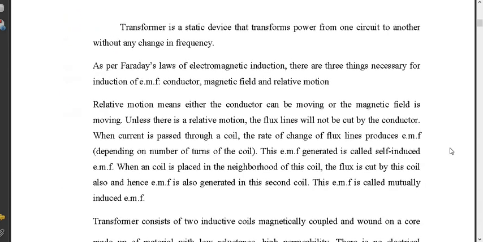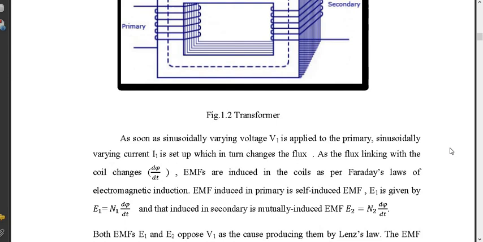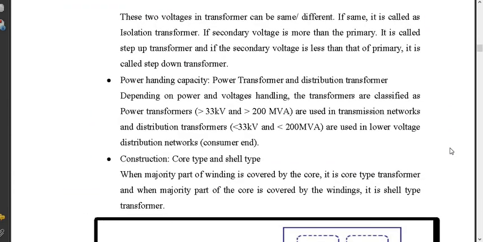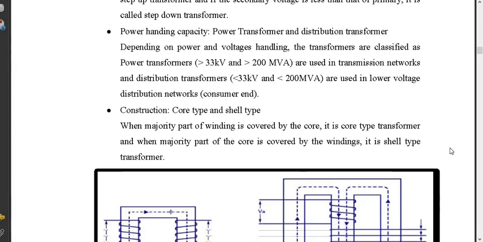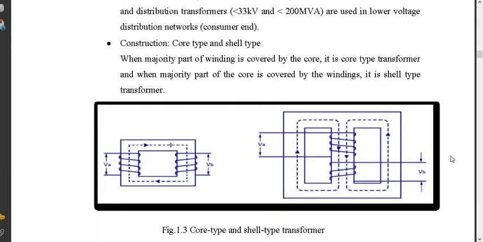Okay, so let me come back to the classification. The first classification was on the basis of voltage, the second was on the basis of power handling capacity, the third is on the basis of construction. On the basis of construction there are two types, one is called core type and another is called shell type. If you see the diagram over here in 1.3, when the majority part of the core is covered by winding, it is called core type, and when the majority part of the winding is covered by core, it is called shell type. So the first diagram is of core type and the second diagram is of shell type.